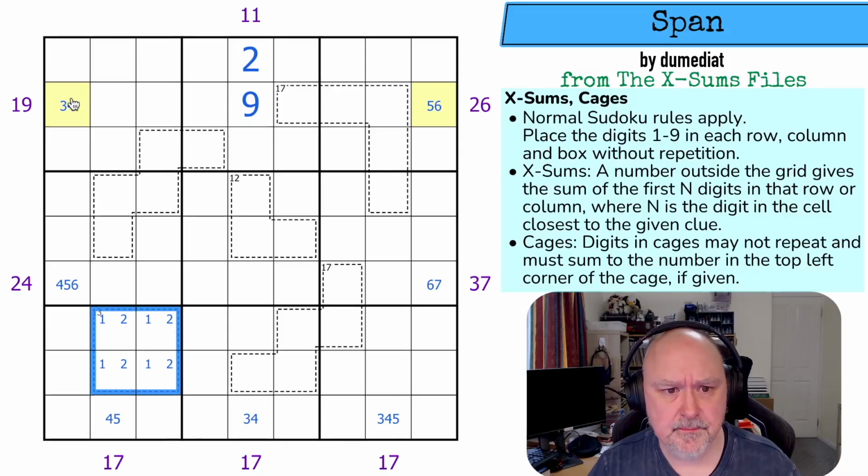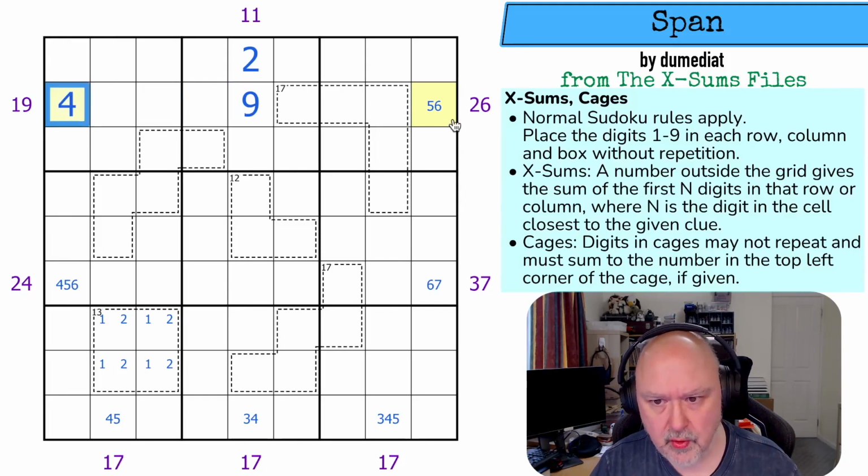Oh, it's this. That has to be a 3. No, it can't be a 3. If this is a 3, those would need to sum to 16. And the only way to do 16 in 2 cells is 9, 7. And I don't have a 9 available. That's a 4, meaning this is a 5. And those are now done.